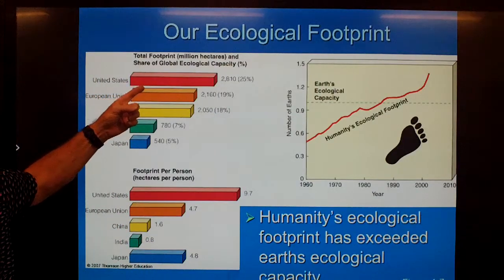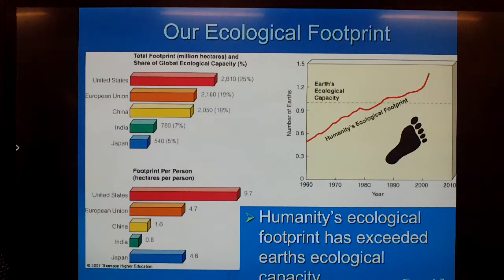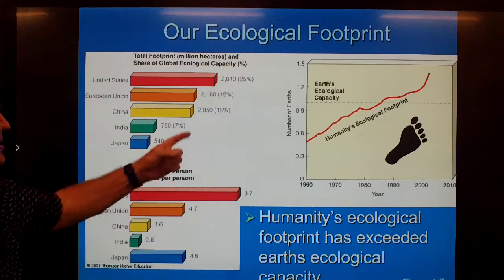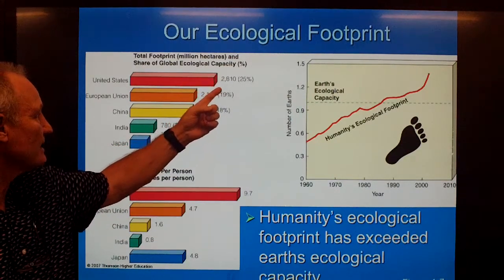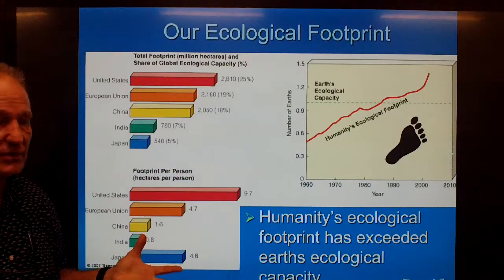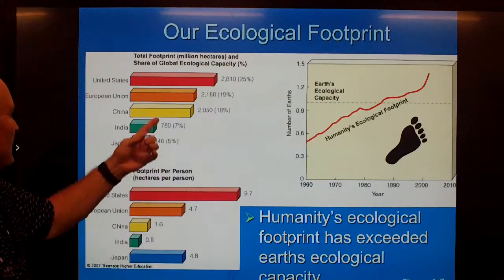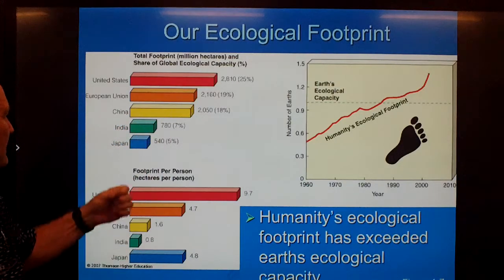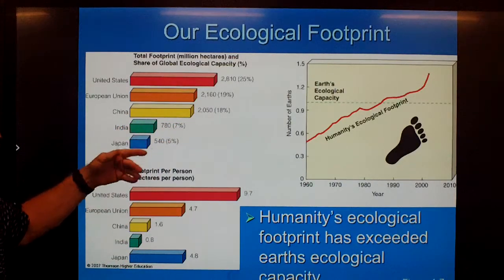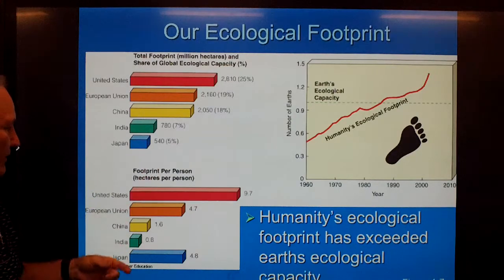So here's the United States, total footprint, this is in million hectares, and the share of the global. The United States, which doesn't have 25% of the population, uses 25% of the Earth's ecological capacity. Okay? European Union, about 19%, China, about 18%, India, about 7%, Japan, about 5%.